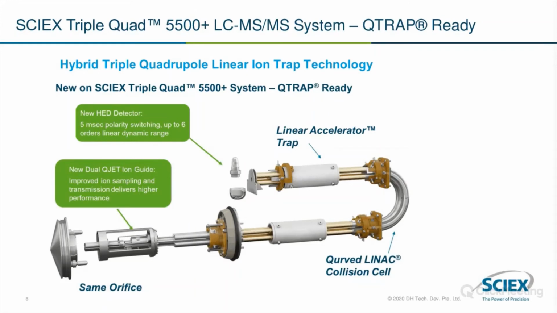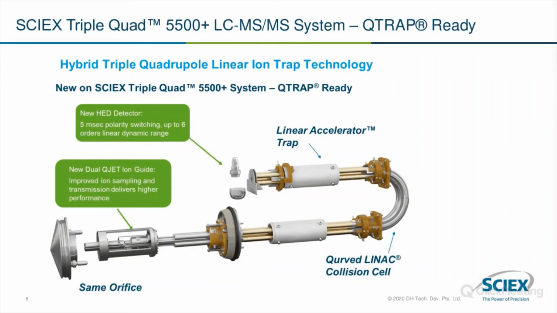And this is how the schematic looks like. You have a similar design as I showed you for 4500. Only thing is that instead of a QJet, we have a new dual QJet technology, which enables a high focusing of all the ions which are getting generated in the Turbo V source. 4500 and 5500 both come with a Turbo V source, which is one of the most important and most legendary ion sources available in the LC-MS market.